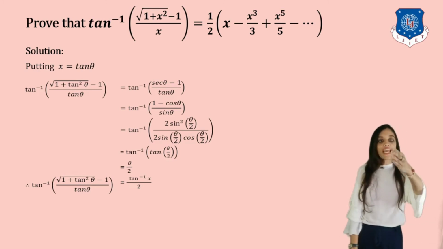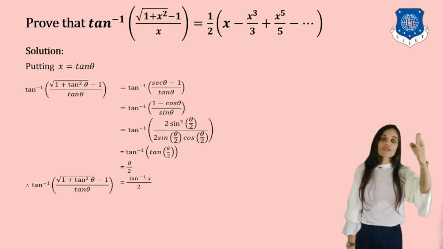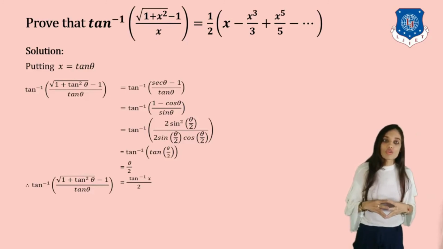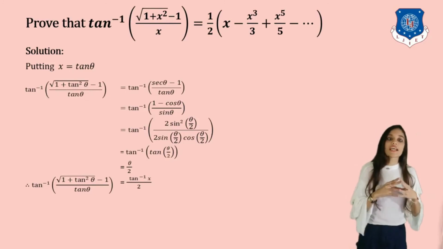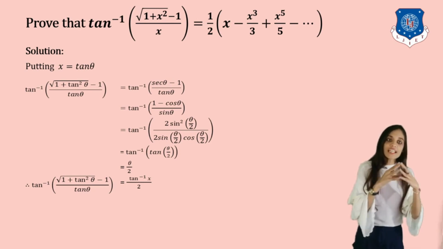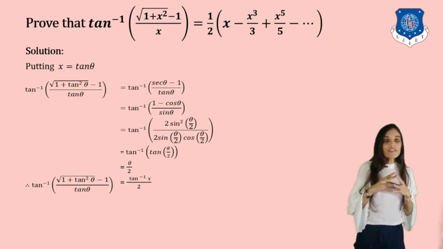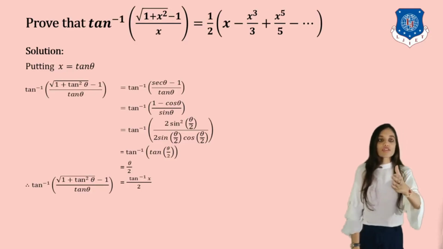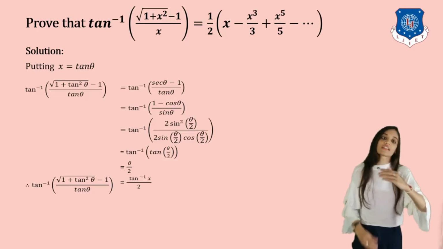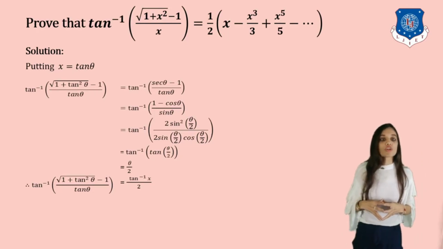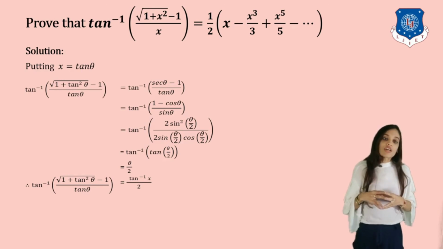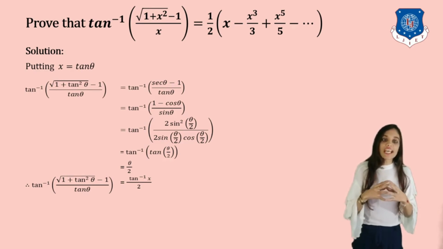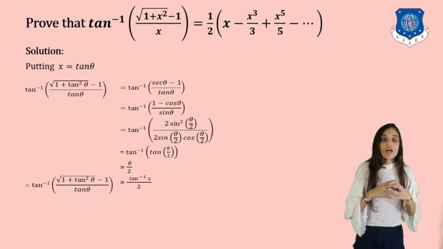So on replacing, tan inverse of square root of 1 plus tan square theta minus 1 upon tan theta. Now we all know square root of 1 plus tan square theta will be equal to sec theta. So sec theta minus 1 upon tan theta. Now we will convert all the terms in the bracket in sin and cos. So tan inverse of 1 minus cos theta upon sin theta. Now we will use the formula of sin 2 theta and cos 2 theta. So finally on replacement we will get tan inverse of 2 sin square theta by 2 upon 2 sin theta by 2 into cos theta by 2.